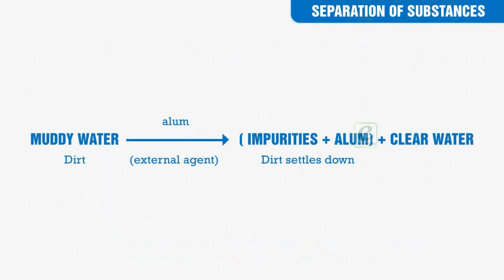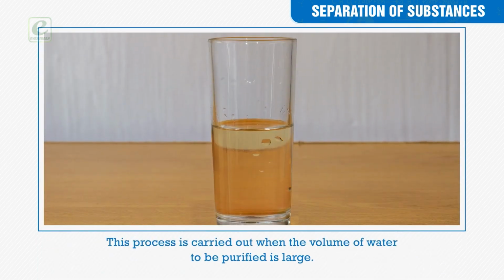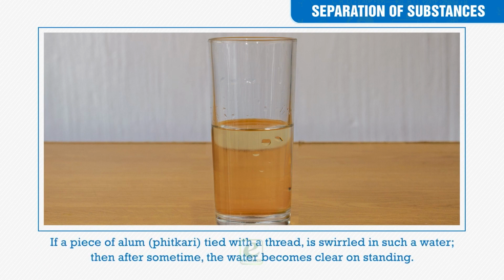Muddy water, alum, impurities plus alum, plus clear water, dirt. External agent, dirt settles down. This process is carried out when the volume of water to be purified is large. If a piece of alum, fitkari, tied with a thread is swirled in such water, then after some time, the water becomes clear on standing.